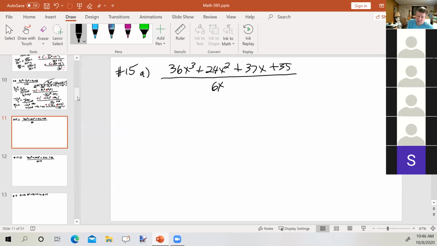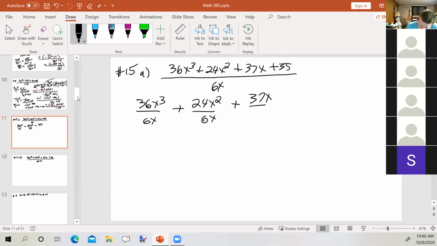All right. Okay. We have a polynomial divided by a monomial. So here the process is different. We're going to take each term in the numerator and divide it by the denominator. And finally, okay. So now we're going to go through and reduce each separate term. Okay.